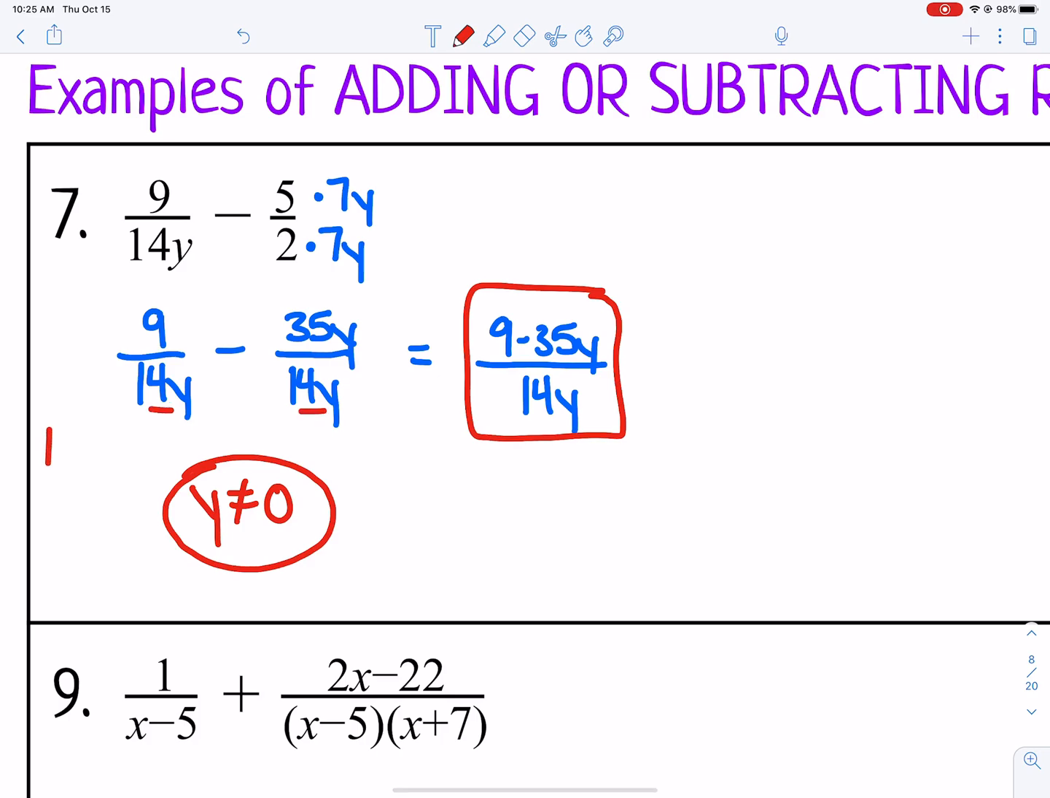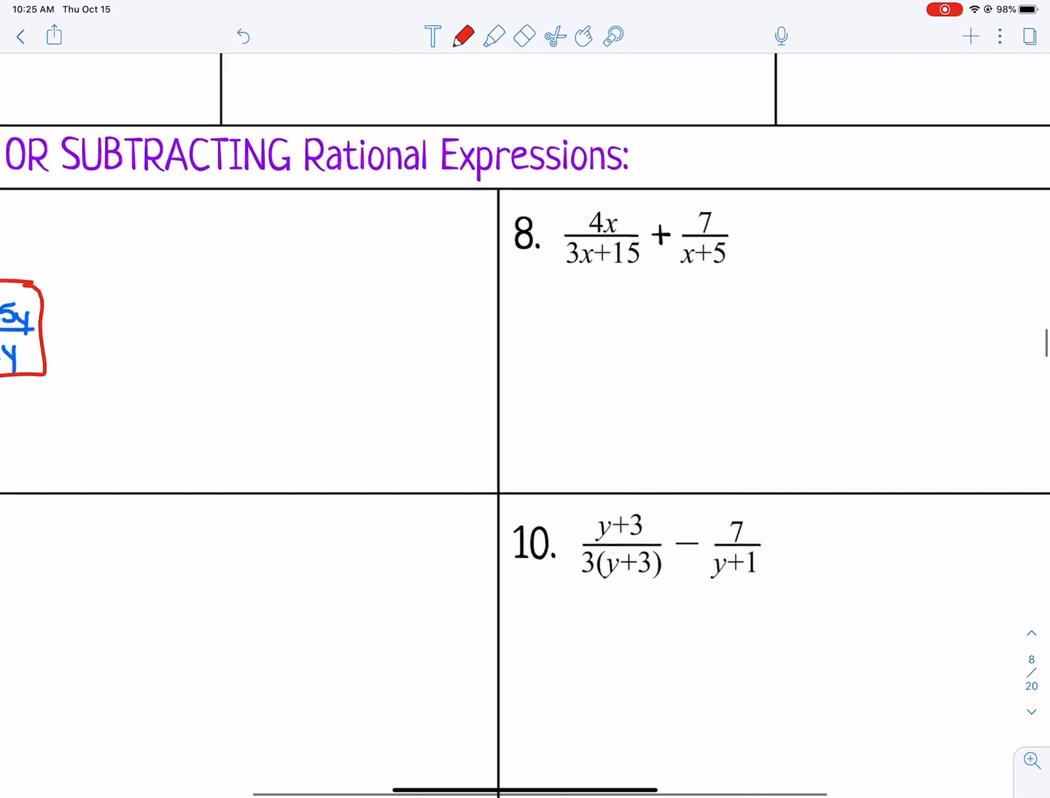And if you ever need to figure out what your restricted value is, you could just set the denominator equal to 0 and solve for the variable, and that'll tell you what your restriction is. So see how y equals 0 in that case? Y can't equal that. So we're done with number 7. Let's look at number 8.